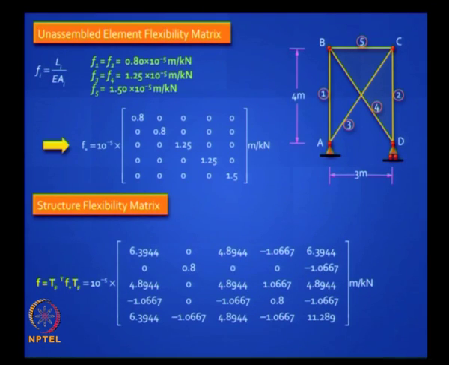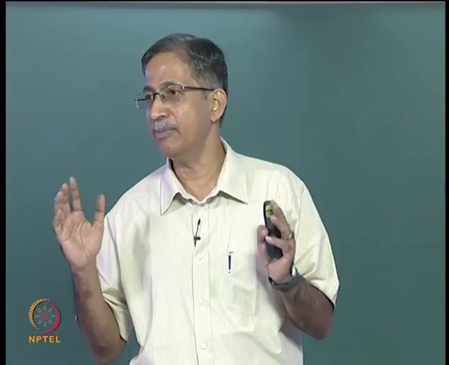Then you have the unassembled element flexibility matrix. You have got the flexibilities, you just put them in a diagonal along the principal diagonal. You are familiar with that, right? So, just this is F1, this is F2, this is F3, this is F4, and this is F5, that is your F star matrix, clear? 10 raised to minus 5, always avoid putting too many decimals inside your matrix, take it out, otherwise you will run into errors. So, keep the significant figures inside your matrix and keep out the 10 raised to minus 5 or plus 5 outside, right.